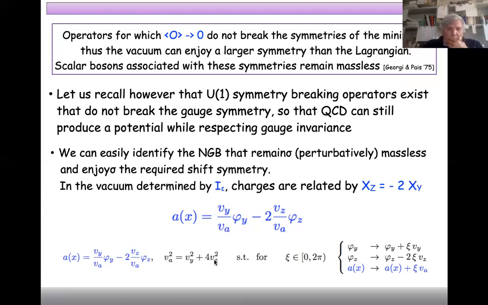Please take a moment to notice that this 2 elevated to the square gives a dominance of this weight over that weight. So the scale here is fixed by the sum of the squares of the order parameters weighted by the square of the charges of the field. This will be important for the last part of the talk, if I ever get there. So that ensures that for given shifts of the phases of the fields, the axion, the Nambu-Goldstone boson, transforms with the correct shift symmetry.